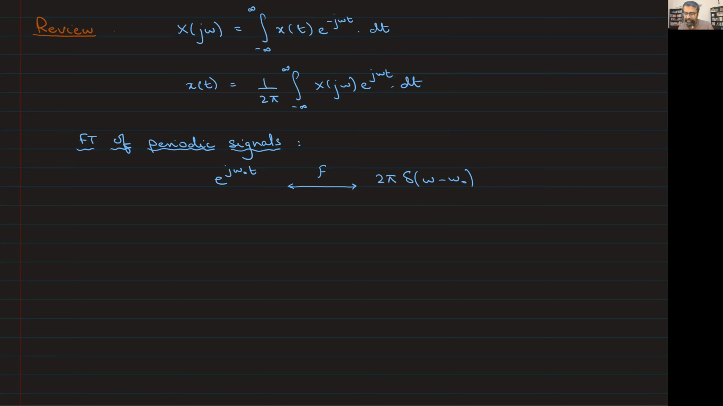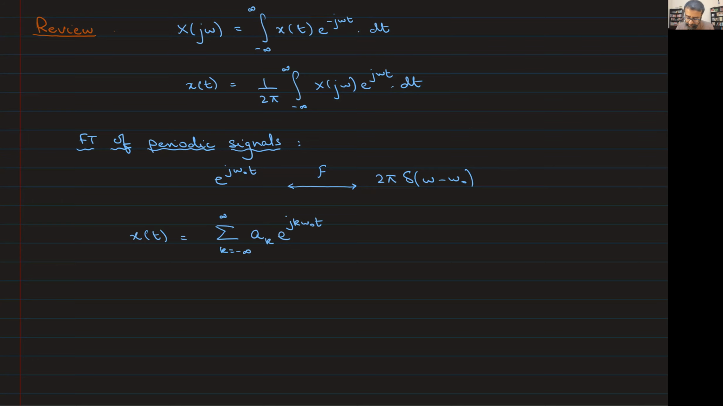Now the question is, how can we use this to determine the Fourier transform for periodic signals in general? We did an example for cosine. I'm going to now generalize this for any periodic signal. If a periodic signal x of t is given as the summation over k from minus infinity to plus infinity of a k e raised to the power j k omega naught t, this is the Fourier series decomposition.